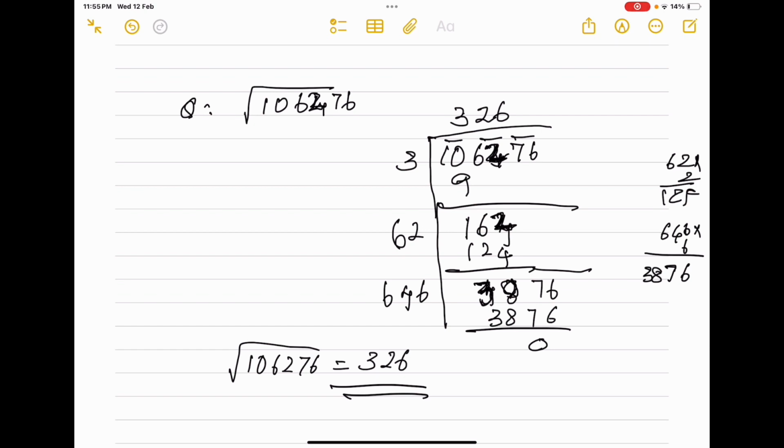If it is not a perfect square, we want to find out the decimal places. I will give those questions in the next video.